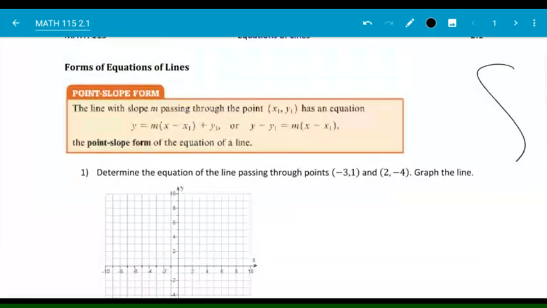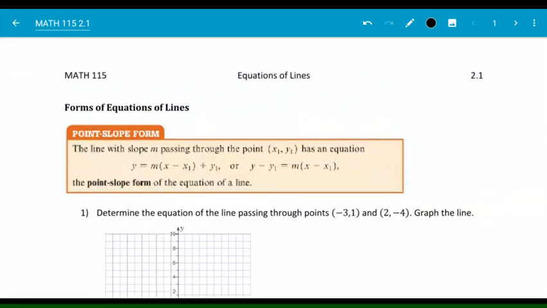All right, in section 2.1, we are going to deal with equations of lines. There are a few different versions that we know. We've been using y equals mx plus b. We're going to introduce a new form today called the point-slope form. It's actually a little bit more powerful than the slope-intercept form that you know as y equals mx plus b.